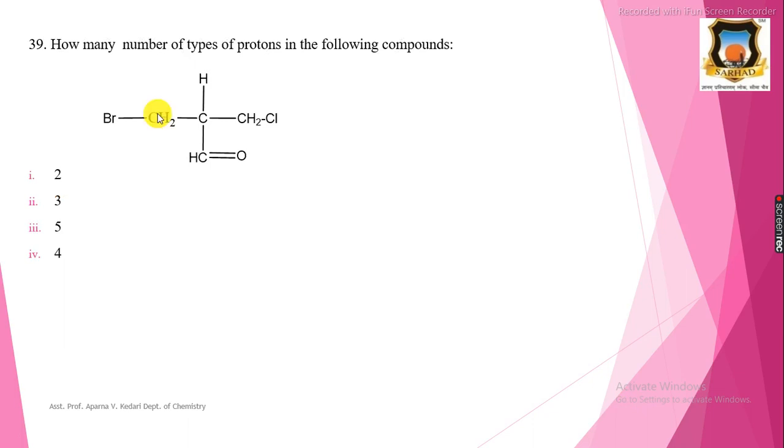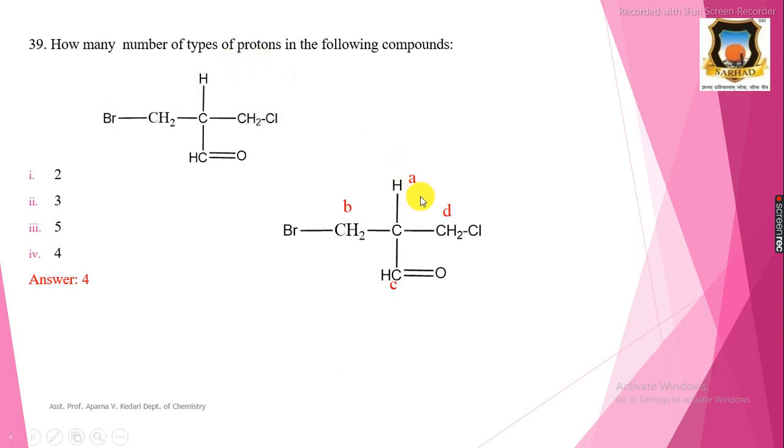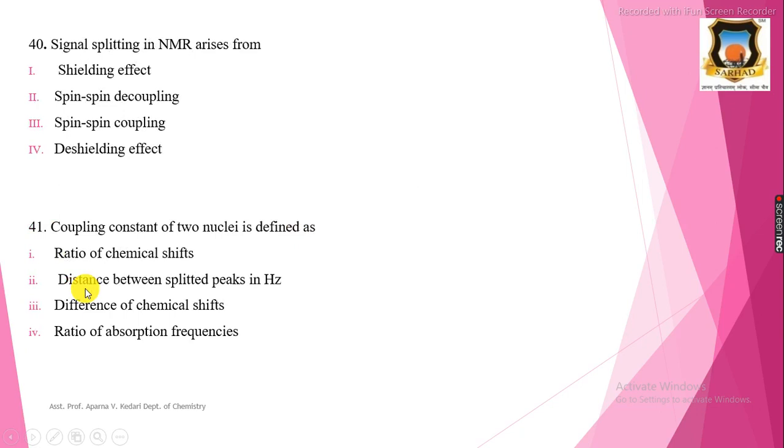They are shielded protons. And how many types of protons are there in the following compound? This is the compound, and the number of protons are 2, 3, 5 and 4. The correct answer is 4. How is it 4? Because each hydrogen, each proton is in a different environment, therefore A, B, C and D. Therefore, there are 4 types of protons in this compound. Therefore, the answer is 4.